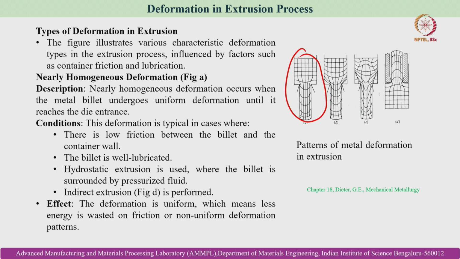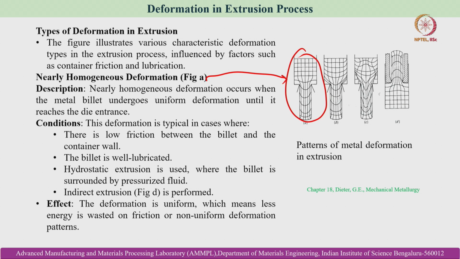So in the case of nearly homogeneous deformation, that is figure A, the nearly homogeneous deformation occurs when the metal billet undergoes uniform deformation until it reaches the die entrance. This deformation is typical in cases where there is low friction between the billet and the container wall. That means the billet is well lubricated. The billet die interface is well lubricated. Hydrostatic extrusion technique is used where the billet is surrounded by pressurizing fluid or liquid, and indirect extrusion is performed.